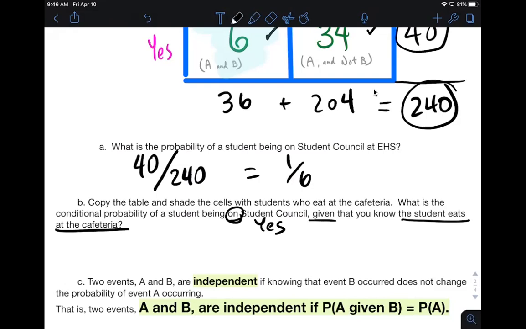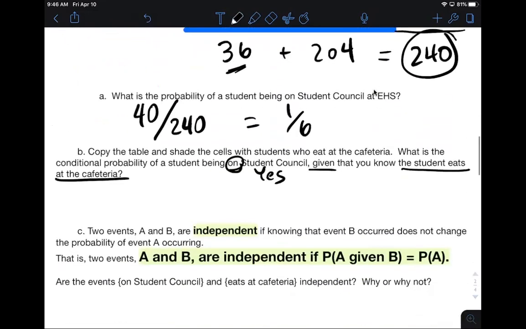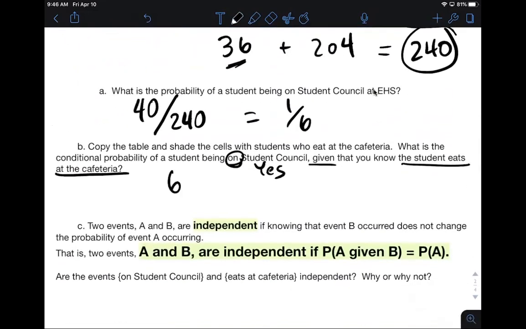Well, look at this. There are 36 people total who eat at the cafeteria. That's our condition. We're saying out of those 36, how many of them are on student council? Well, it looks like there are 6 of them. All right. So that probability is a pretty easy one to figure out. It's just 6 out of 36. Okay. And that also reduces down to 1 out of 6. Okay. So we happen to get the same probability there. The probability of a student being on student council is 1 out of 6.